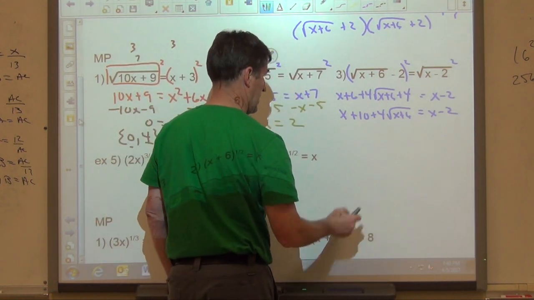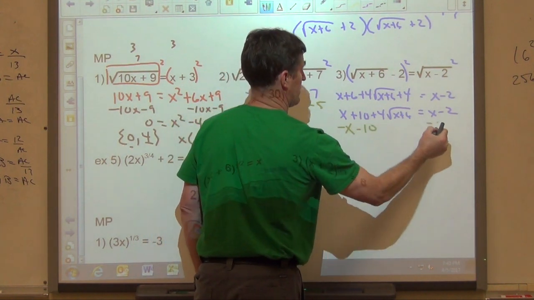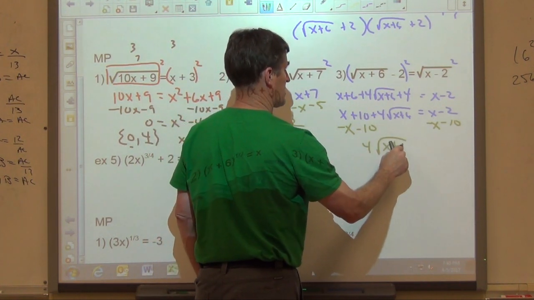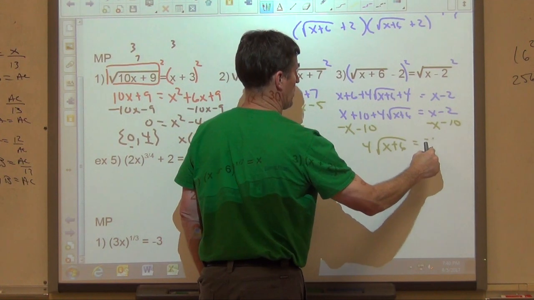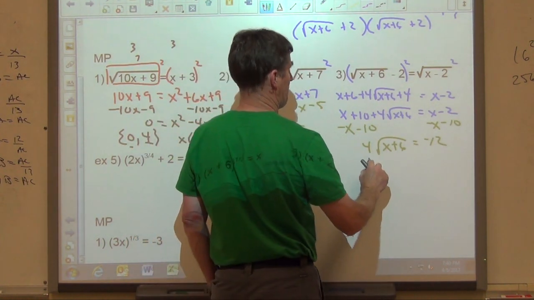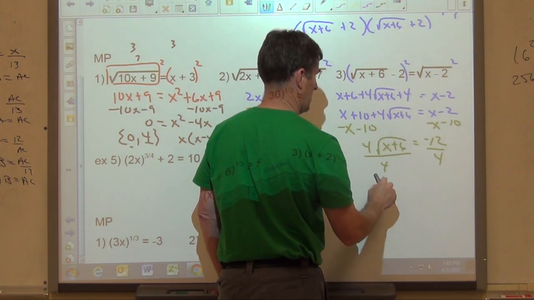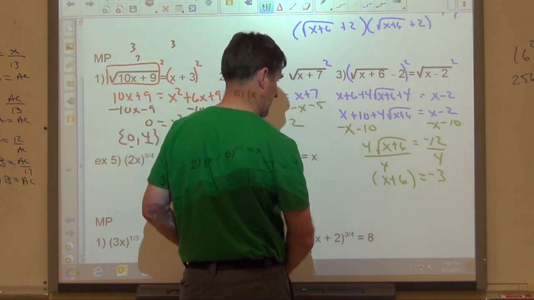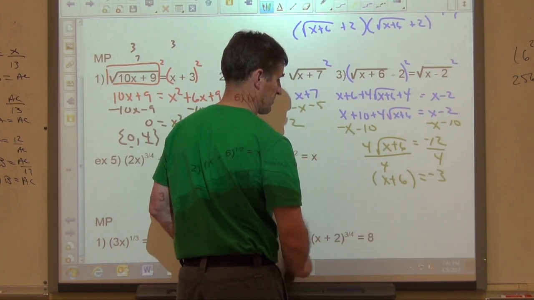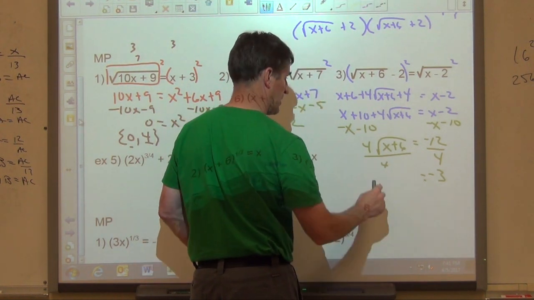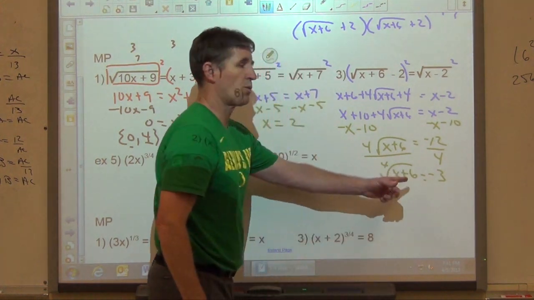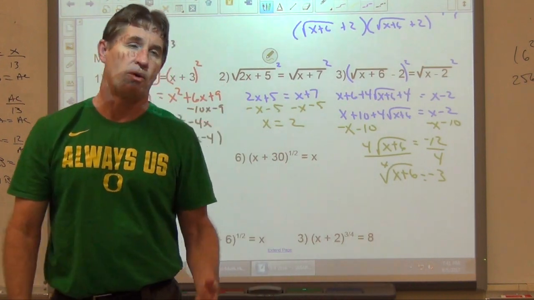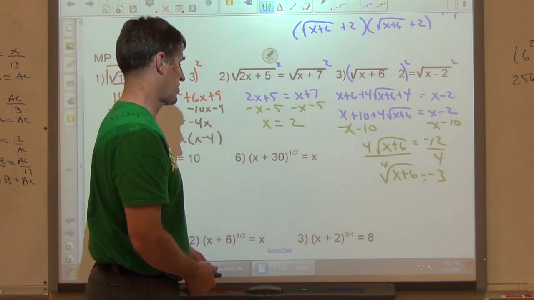I'm going to go ahead and subtract x and minus 10. And we get 4 square root of x plus 6. Now in this case, the x's cancel, so we get negative 12. Let's divide by 4. And we get the square root of x plus 6 equals negative 3. Excuse me, that should be in the square root. Now here's where you can stop, because the square root is not going to give us a negative number when we're solving the equations. So we can just stop there and say there's no solutions on this one.